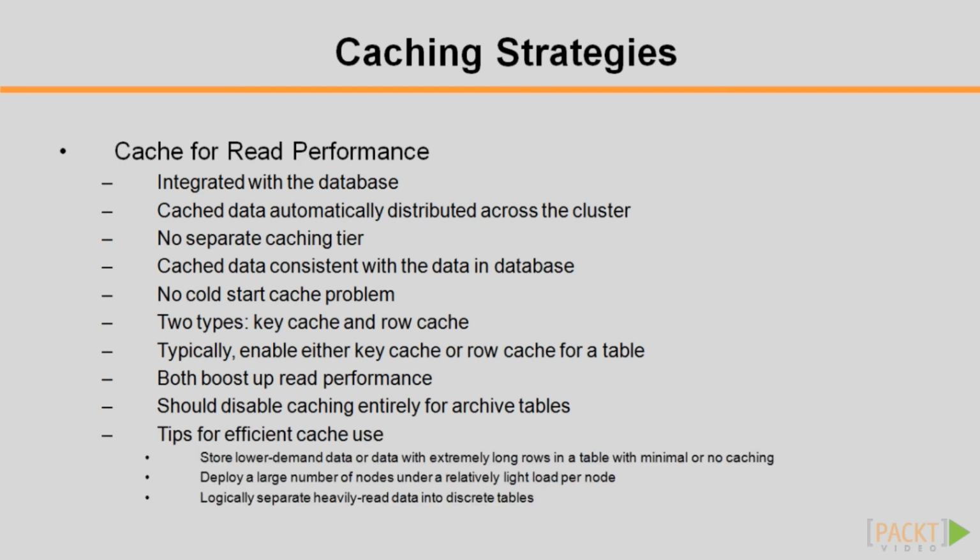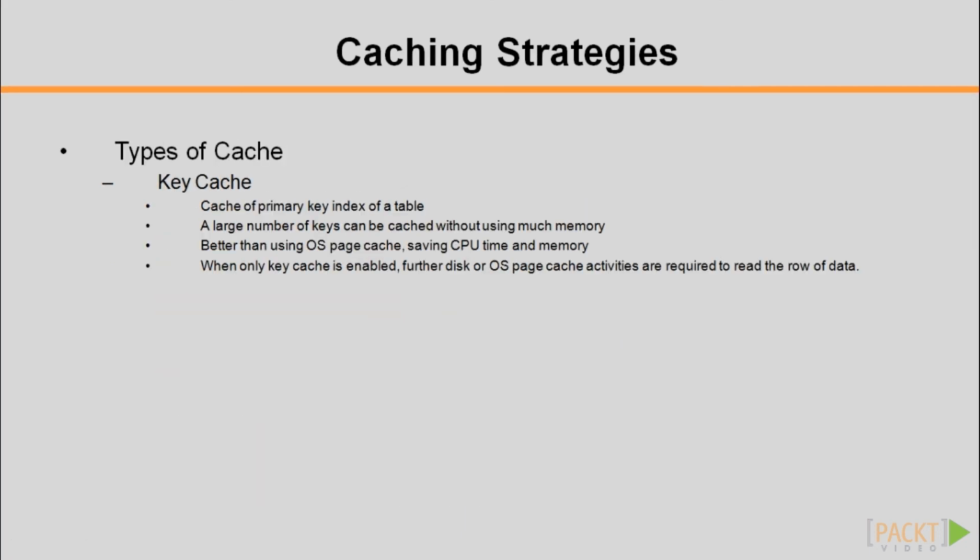Here are some tips for efficient cache use. First, store lower demand data or data with extremely long rows in a table with minimal or no caching. Second, deploy a large number of nodes under a relatively light load per node. And finally, logically separate heavily read data into separate tables. Let's drill down a bit about key cache and row cache.